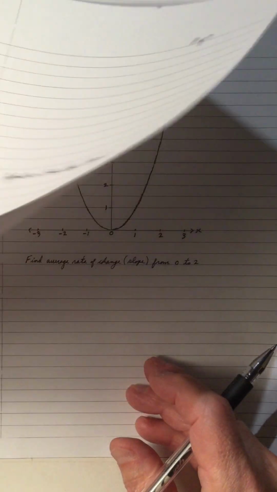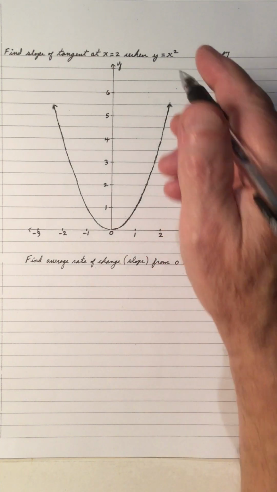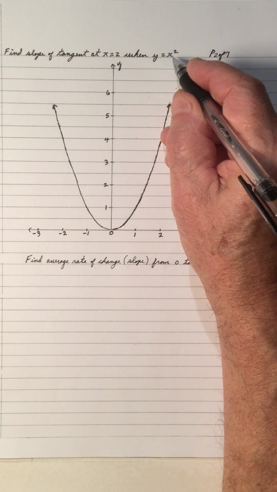Hi, welcome to my video on the explanation of finding the slope of a tangent. Find the slope of a tangent at 2 when y equals x squared.